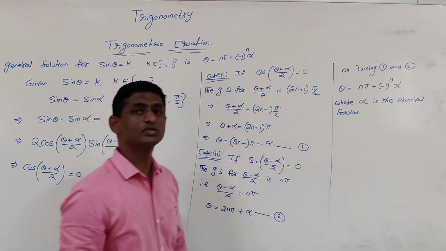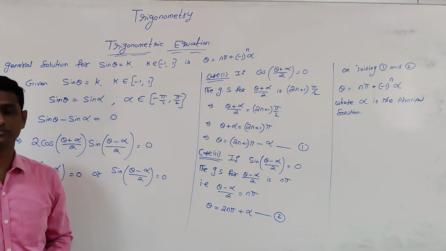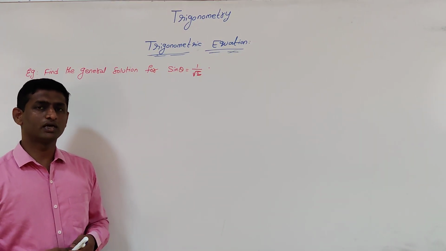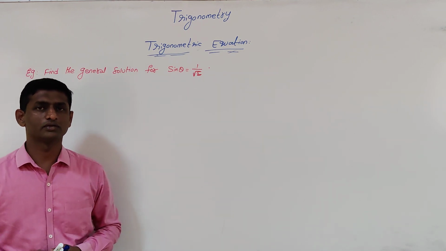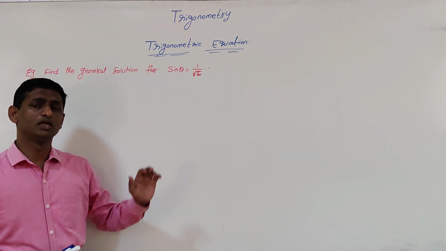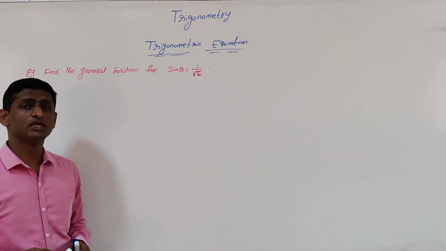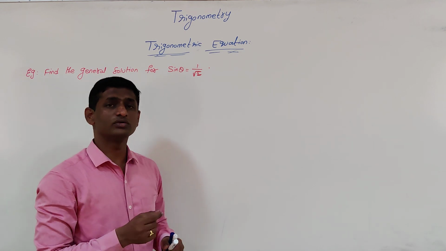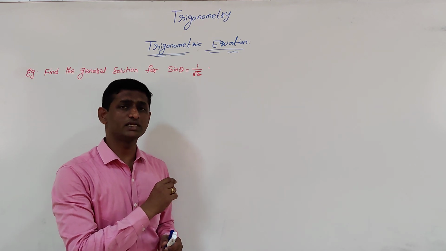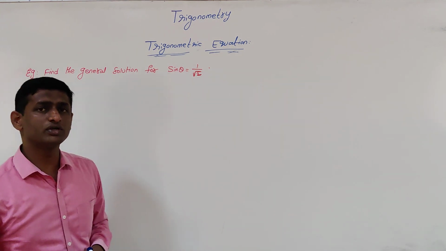We will see one example on the trigonometric equation sin theta is equal to k. Find the general solution for sin theta is equal to 1 by root 2, as we discussed in the starting of the session. As sin theta is positive, we can have the value in the first quadrant, pi by 4, because the principal solution of sin theta is equal to k should lie between minus pi by 2 to pi by 2. So as it is in the first quadrant, it is pi by 4.